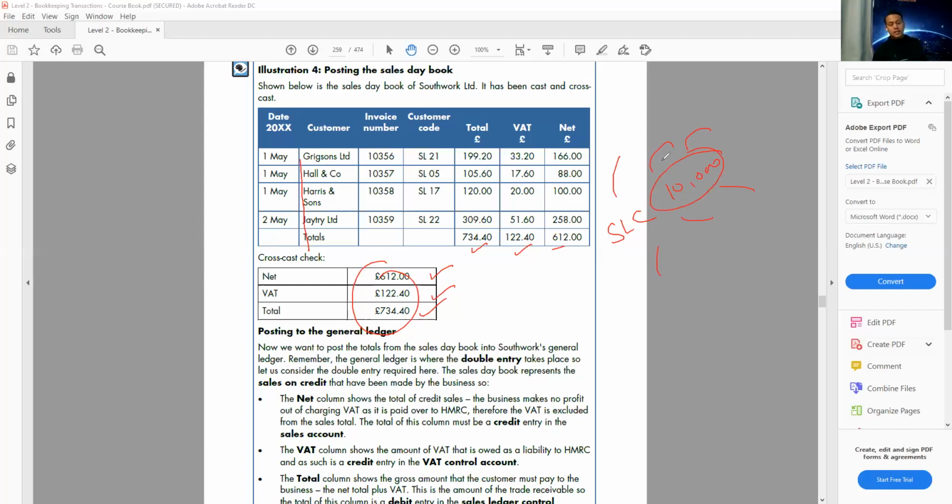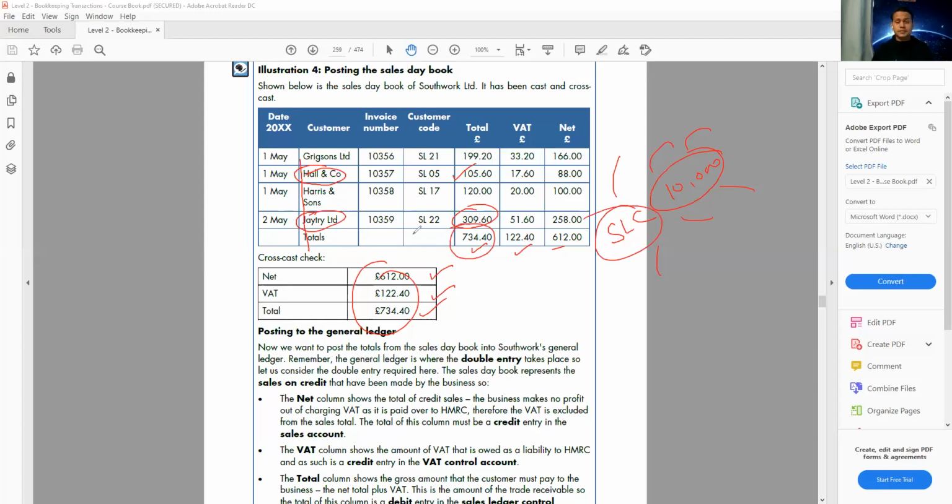For example, if your manager asks you, how much is due from Hall and Co? You open the sales day book, and you say the due from them is 105 pounds. If your manager asks you, how much is due from J3 Limited? You open the sales day book and tell them the due is 309 pounds. But if your manager asks you, how much is due from all the customers? You open the sales ledger control and you tell them 734.